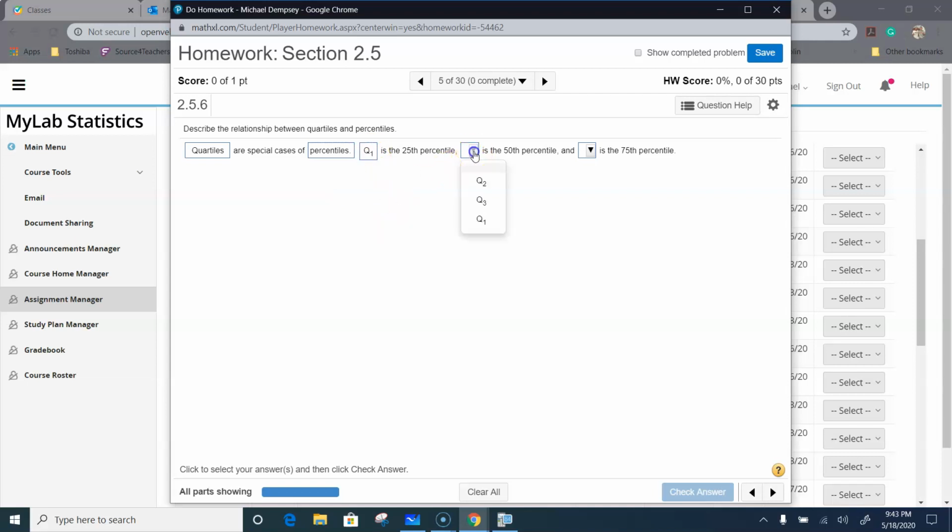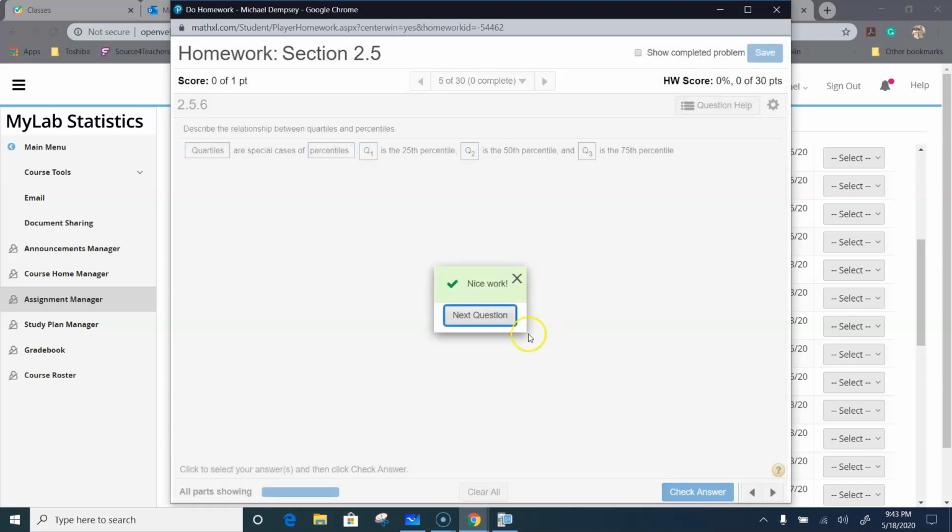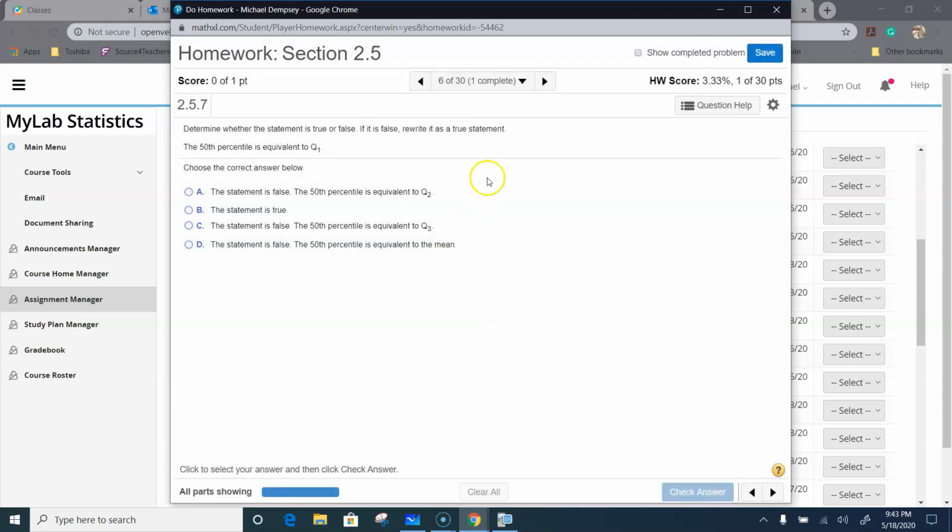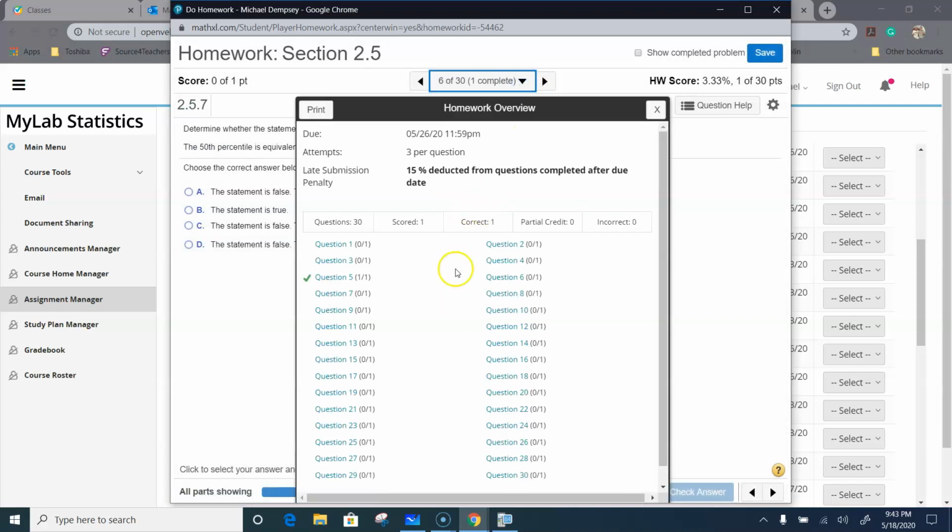Q1, that's the first quartile, is the 25th percentile. Q2, which is also the median, and Q3 is the 75th percentile. That's all we're looking for there. Okay. Let me jump to number 9.